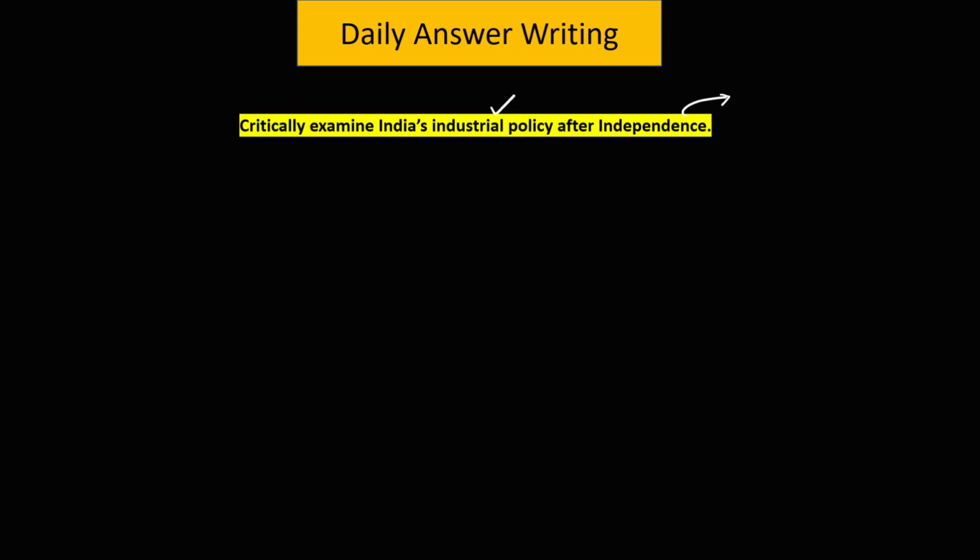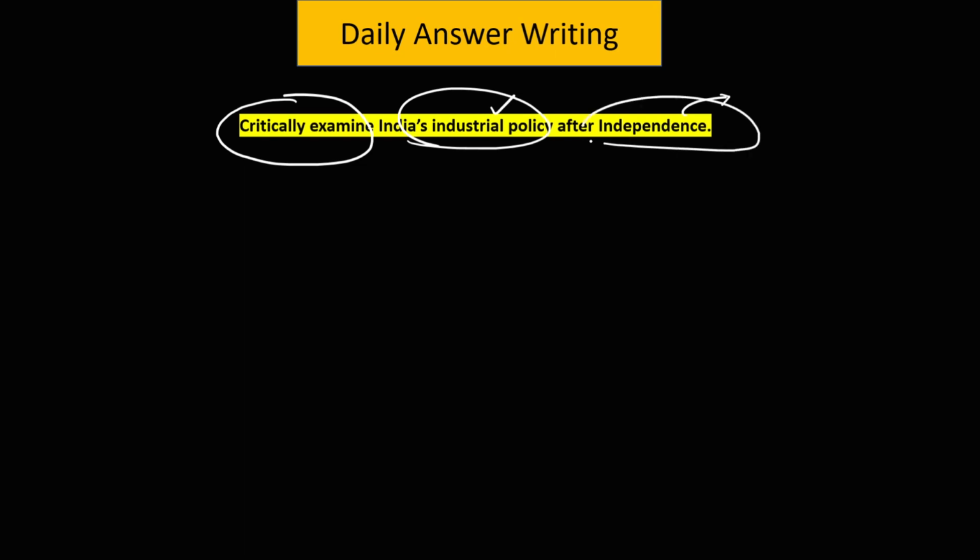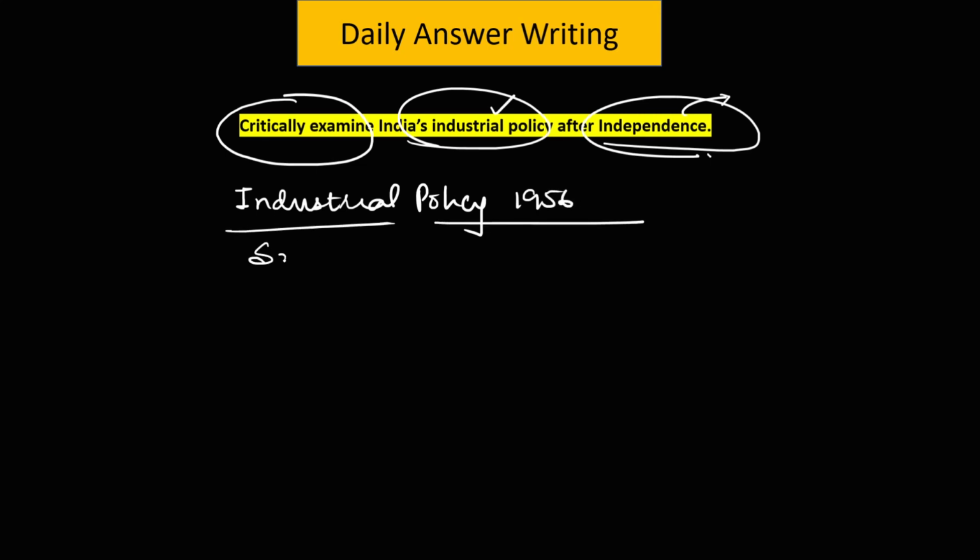First of all, we have to understand the demand of the question. The directive is: critically examine India's industrial policy after independence. So first we have to say what the industrial policy was. The structure will be like this: the major industrial policy after independence was the industrial policy of 1956. Talk about its salient features.